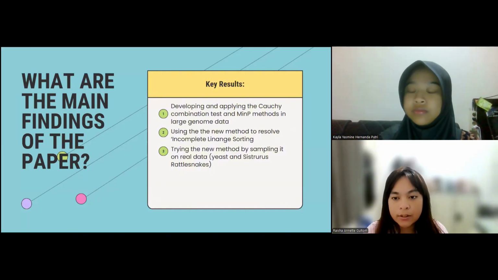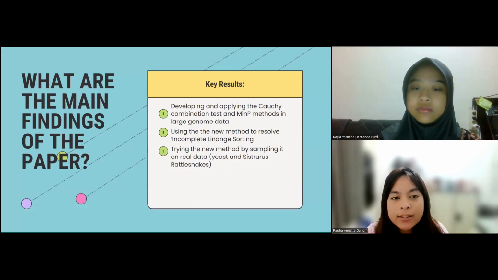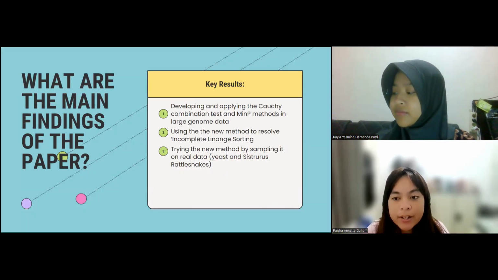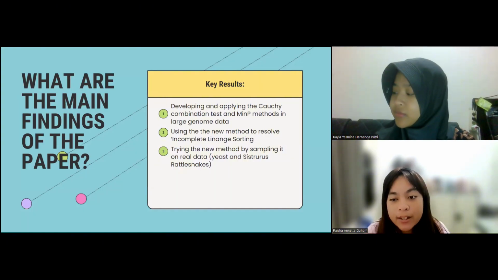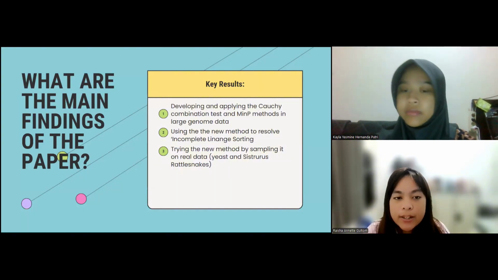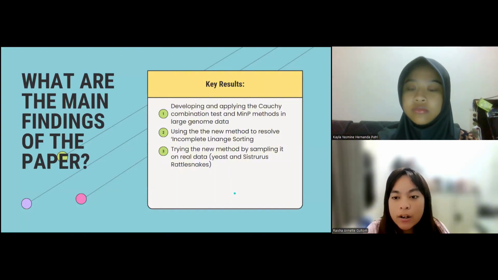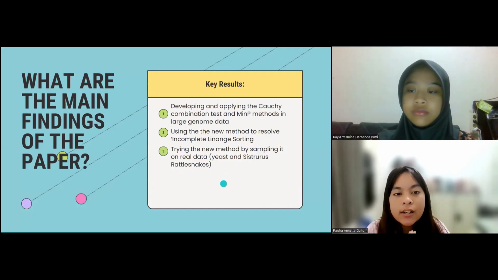So what are the key results of this research? Number one is developing and applying the Cauchy combination test and MinP methods on large genome data. The second is using the new method to resolve incomplete lineage sorting, or ILS. And the third is trying the new method on real, empirical data from different species like yeast and rattlesnake.